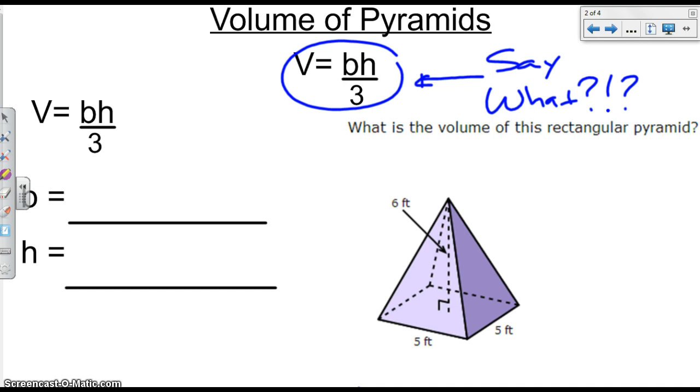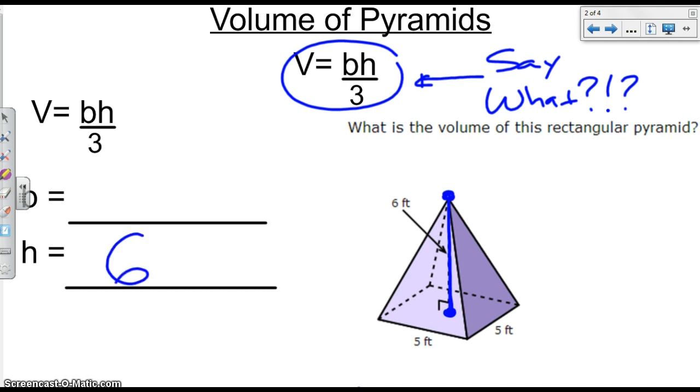So the question is, what is the volume of this rectangular pyramid? Let's start with H for height. That hasn't changed. You can look in the diagram and see that the height is clearly labeled, and Siegel's going to double it up for you and show you now, as 6 feet. So for H, you want to label that as 6.